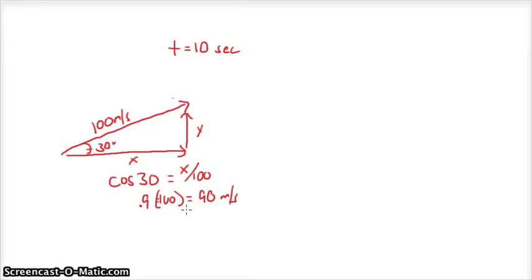So now we know that our projectile is traveling at a constant velocity of 90 meters per second, and it will travel at that velocity for a period of 10 seconds. So because it will be traveling 90 meters per second for 10 seconds, we know that it will travel a total distance of 900 meters.